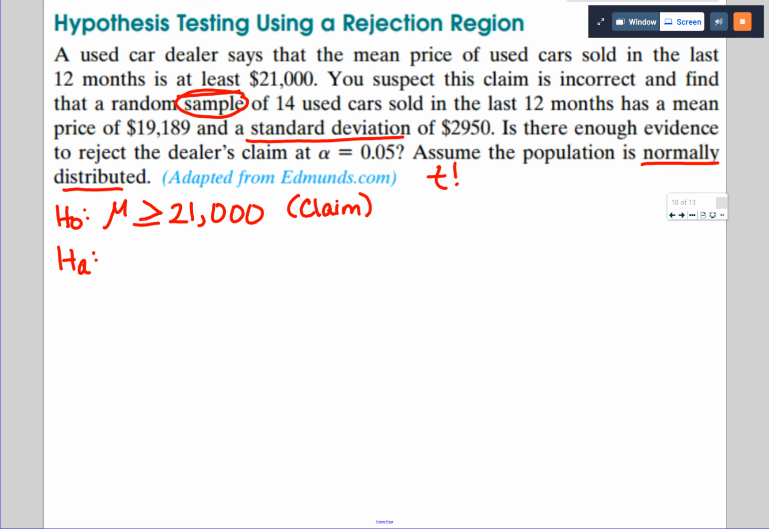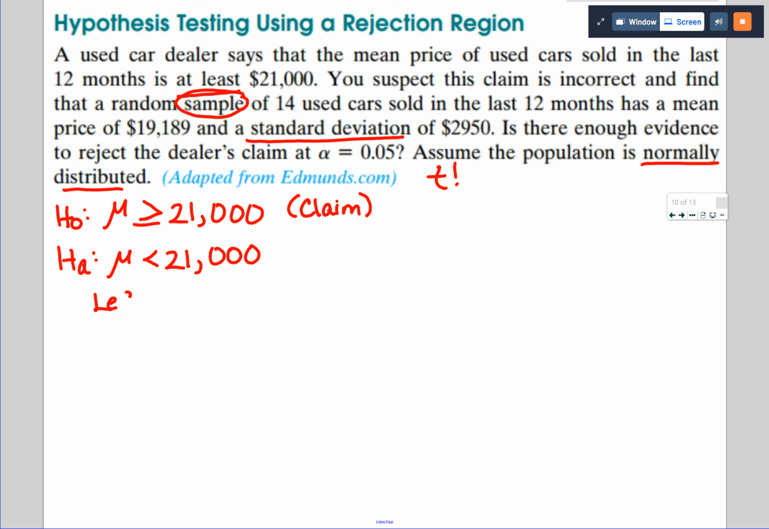My gator analogy. See, that's what I learned too. Gator doesn't say. That's why I use it, because everybody knows the gator analogy. Okay, so what's the alternative then? That the mean is less than. Yep. Okay, so can you tell now if it's going to be left tail, right tail, or two tail?